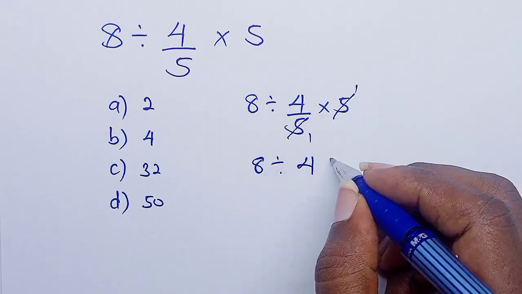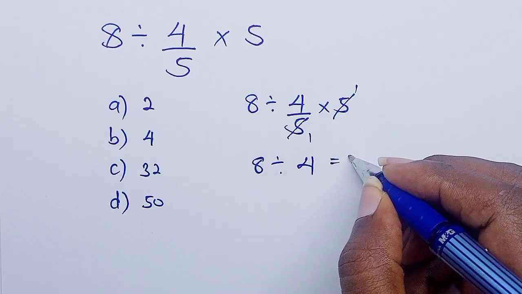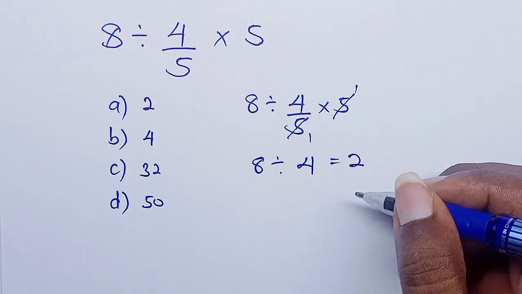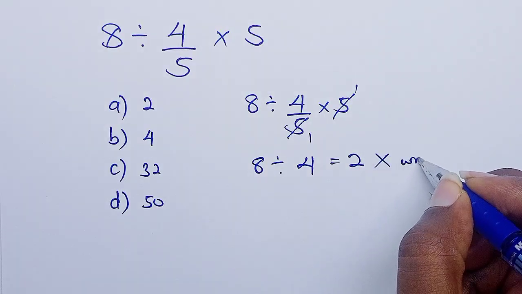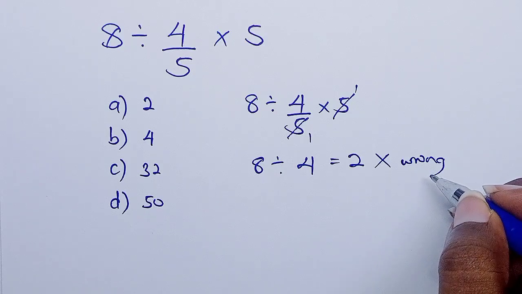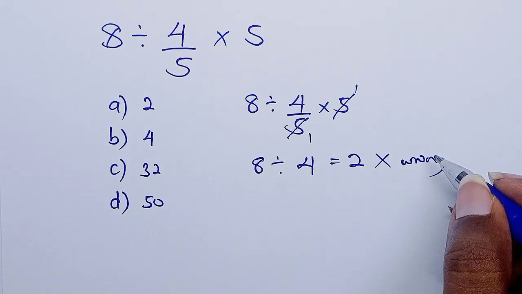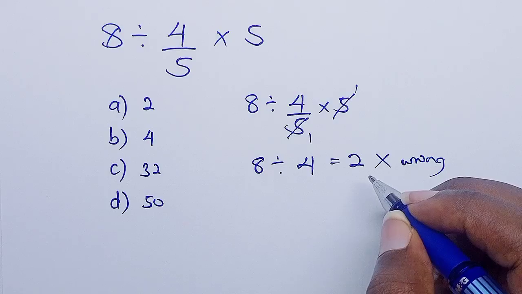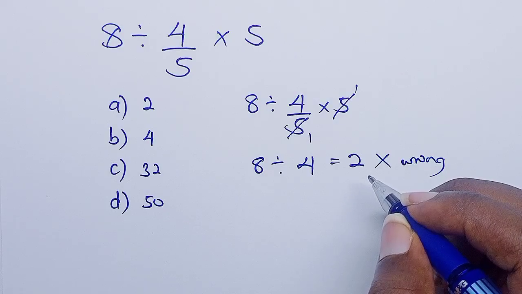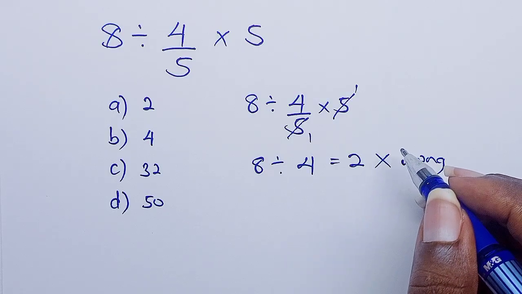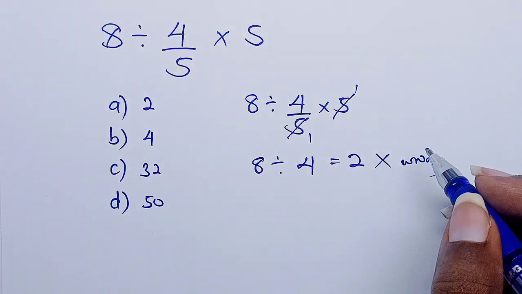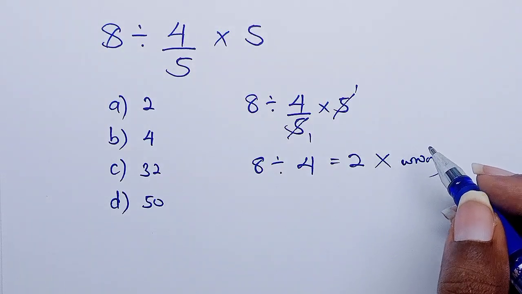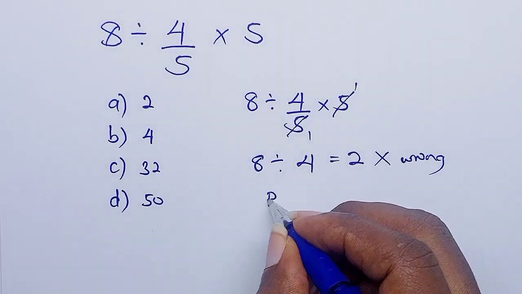4 goes into 8 2 times, right? So if you got your answer as 2, you are actually wrong. You are not right because you've not followed the order of operations. You may think with a stray eye that this is the way to do it, but no, this is wrong. It's a wrong approach. You're supposed to follow the order of operations, which is PEMDAS.